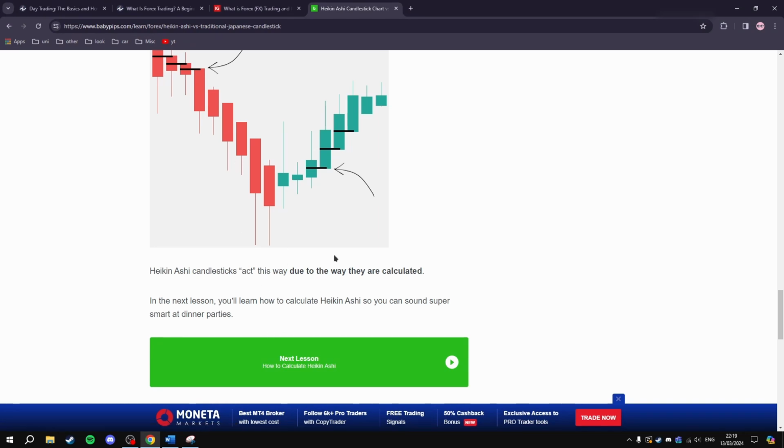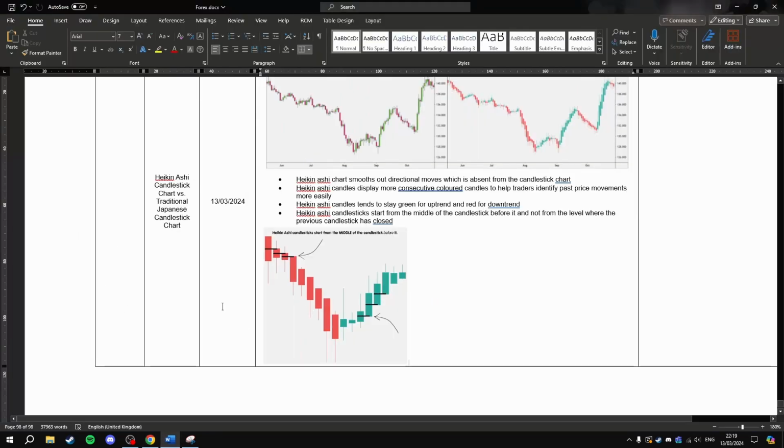Heikin Ashi candlesticks act this way due to the way they are calculated. In the next lesson you'll learn how to calculate Heikin Ashi so you can sound super smart at dinner parties. Very nice.